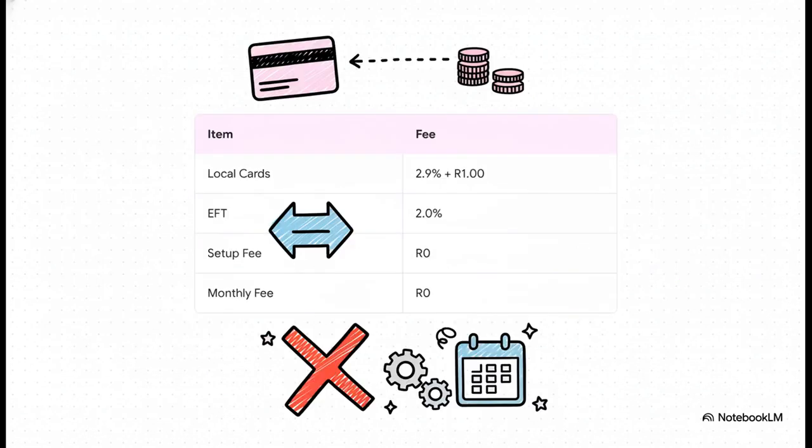Let's look at the full breakdown here. You can see local cards are at that 2.9% plus R1 rate we just mentioned. EFT payments are actually a bit cheaper, coming in at a flat 2.0%. But what's maybe even more important is what you don't see on this table. There are absolutely no setup fees and no monthly fees. You only pay when you make money.